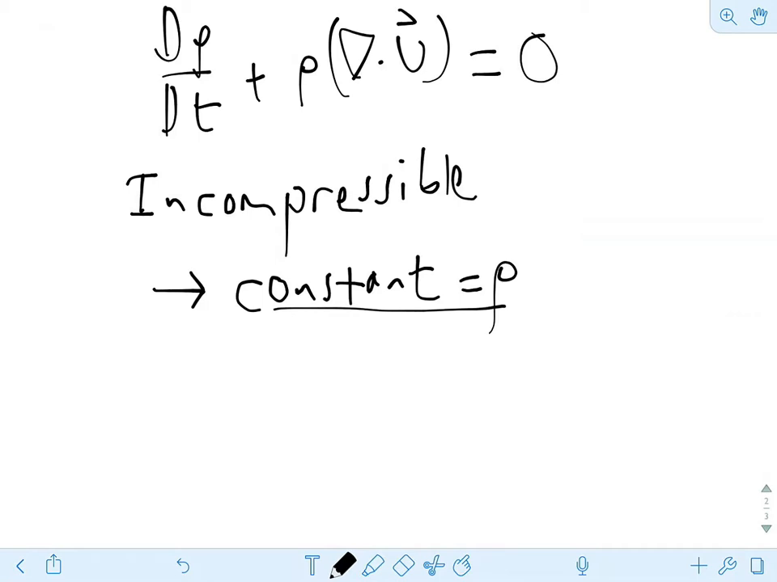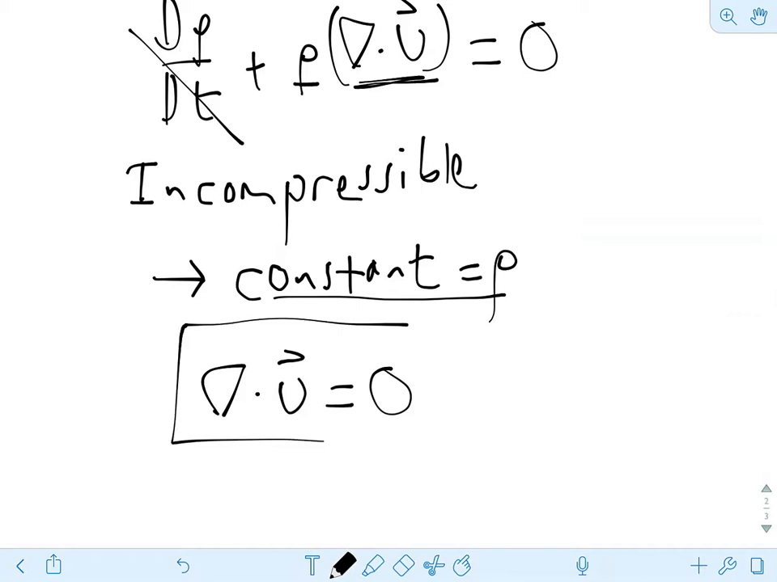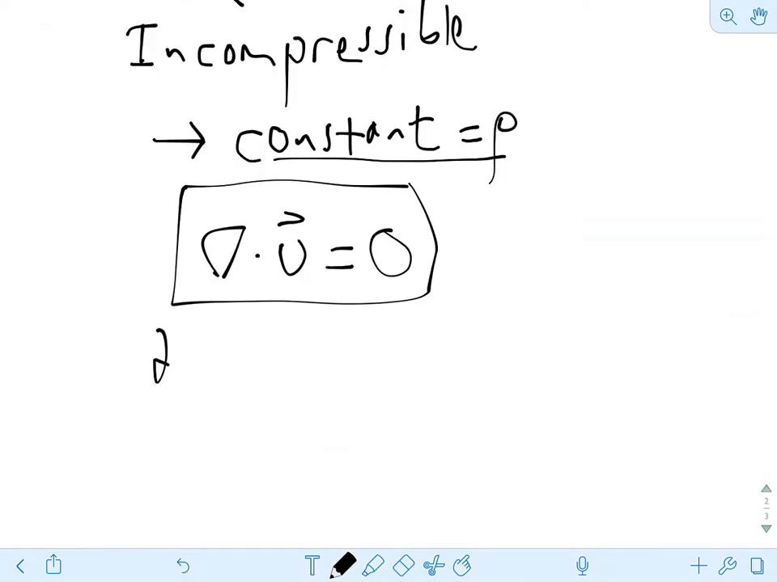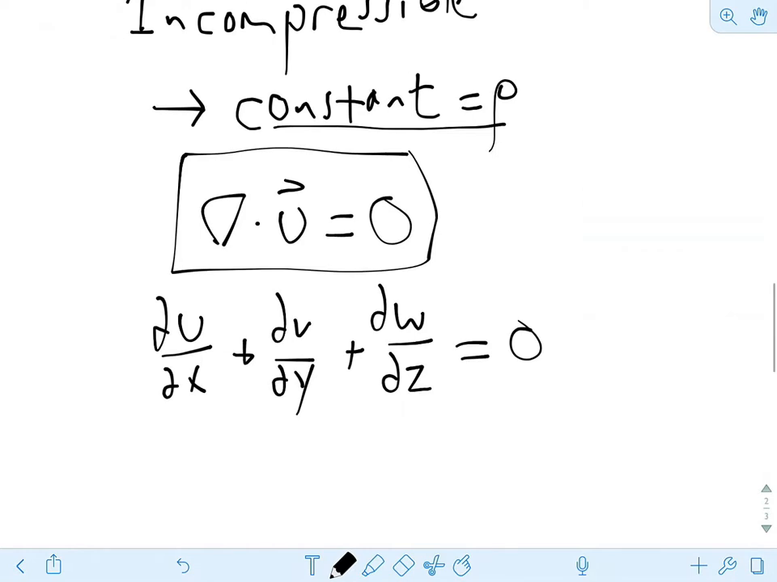If that is true, then d rho dt up here is 0. Change in rho is 0, and rho is not 0, which therefore means grad dot u is 0. Grad dot u equals 0. We call this divergence-free. We say the velocity field is divergence-free. This is by definition of an incompressible flow. If it's a 3-dimensional flow, this says that partial u partial x plus partial v partial y plus partial w partial z is equal to 0. That's just that operator written out. That's true for an incompressible flow.